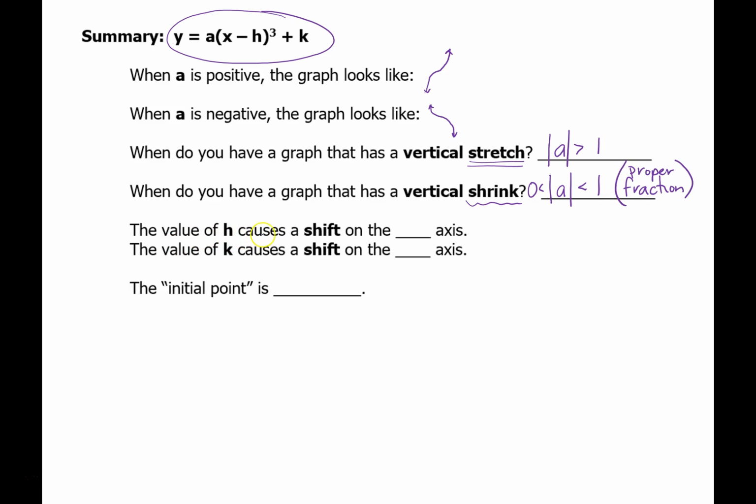Okay, the h causes a shift on which axis? Remember that h is the horizontal movement, and the axis that is going horizontally is the x-axis. The k causes a shift that's happening vertically, which means that it's a shift on the y-axis. And the initial point is (h, k), those two values from our parent function, the one that's inside the quantity that's being cubed and the one that's outside being either added or subtracted on.